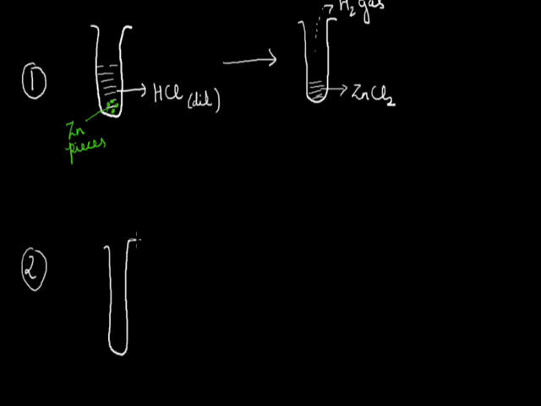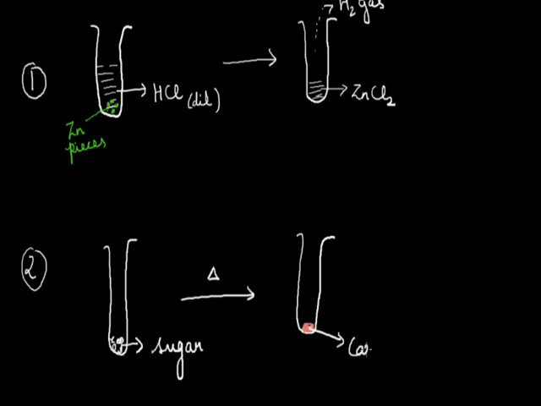This we can even do at our home. If some amount of sugar is taken in a test tube and I heat this sugar, I will notice some change. After heating, I will see that there is a deposition of a black substance, and this black substance is carbon. Here I am drawing it with another color to indicate the difference. Carbon is black in color.